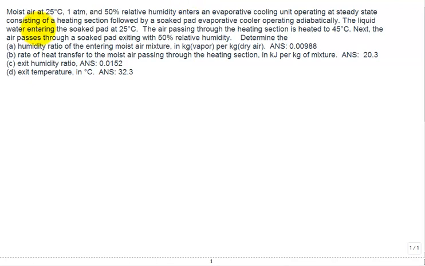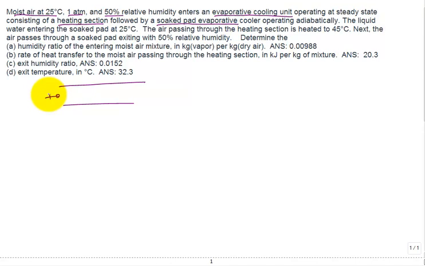Let's solve this problem. We have moist air at a given temperature of 25 C, 1 atm, and 50% relative humidity. It enters an evaporative cooling unit at steady state. The unit consists of first a heating section followed by a soaked pad evaporative cooler section. So if I would sketch it, I would have it like this.